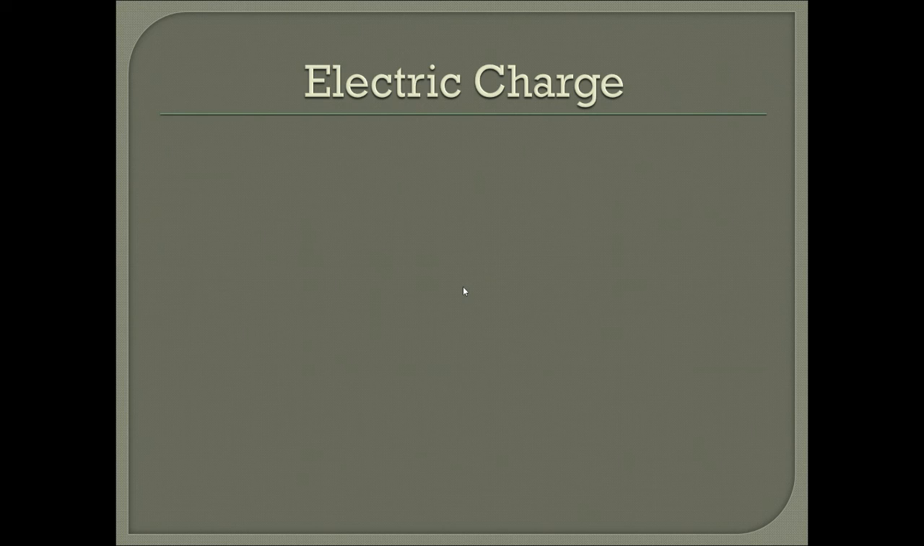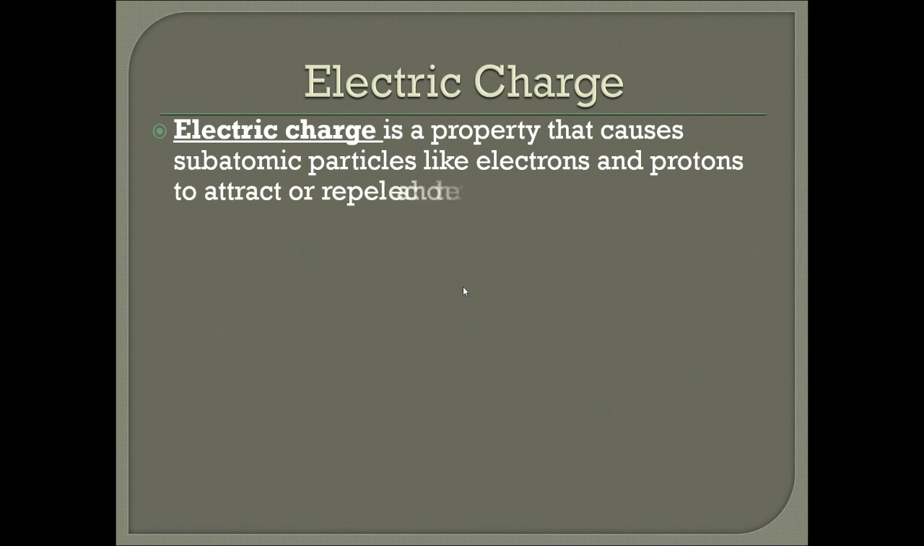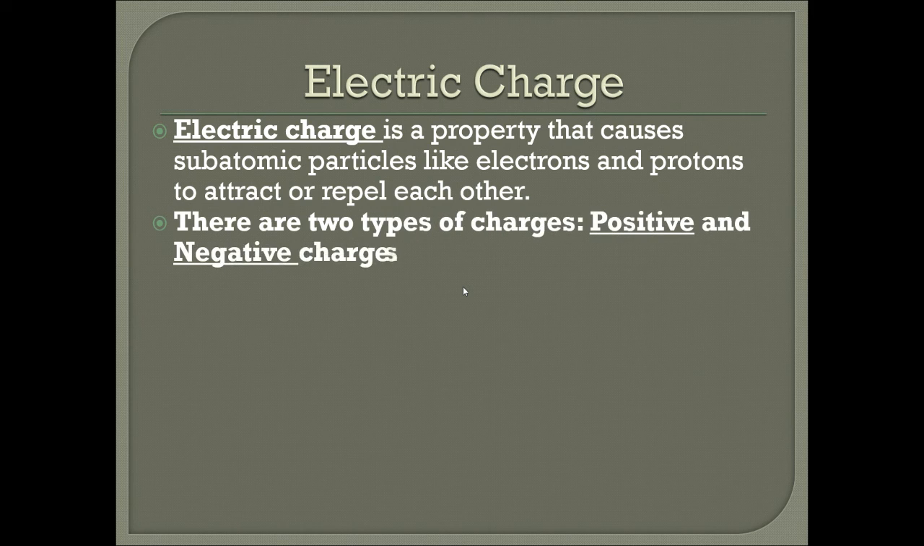So here we go. We're talking about electric charge and electricity for the rest of this semester. Electric charge is a property that causes subatomic particles like electrons and protons to attract or repel each other. In this case, we're talking about two types of charges, simply positive and negative charges. If we want to get into more detail, we're talking about protons and electrons. Protons are positively charged, electrons are negatively charged. That's the more detail.